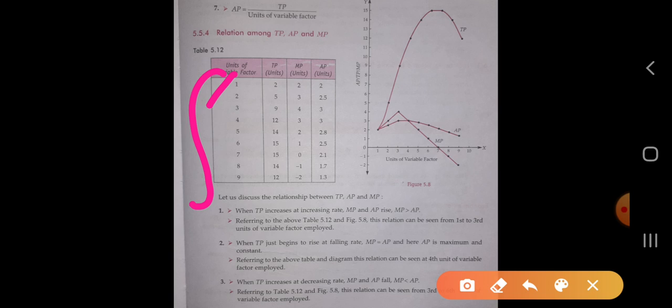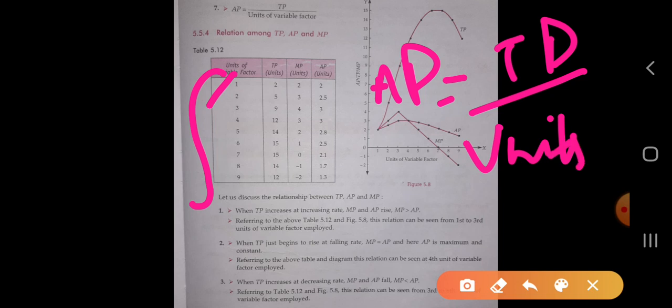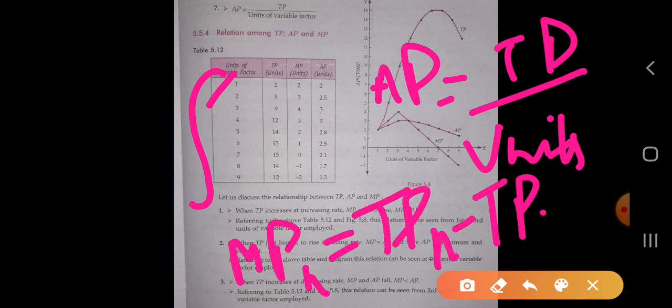The values of MP and AP, both, we can calculate from the TP also. Whenever we have to find the value of AP, it is TP upon units, and whenever we have to calculate the marginal product, it is TP n minus TP n minus 1, so that we can easily calculate the value of the marginal product. Okay, so let's start: what is the relation between the TP, MP and AP?